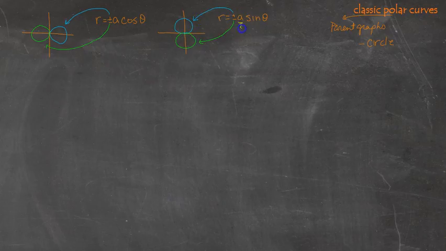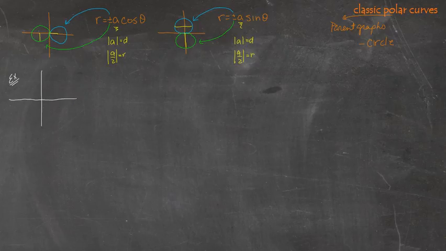A has some special information in it. The absolute value of a is the diameter of your circle. Same thing over here, absolute value of a is the diameter, which means that absolute value a over 2 is the radius. For each of these circles, I have a diameter of a and a radius of a over 2. That's a lot of information, and it's so useful that I can do a lot of the circle sketching without having to use polar graph paper or even plotting points.